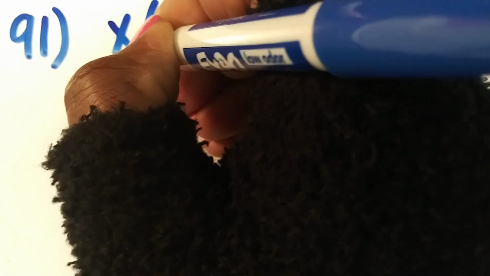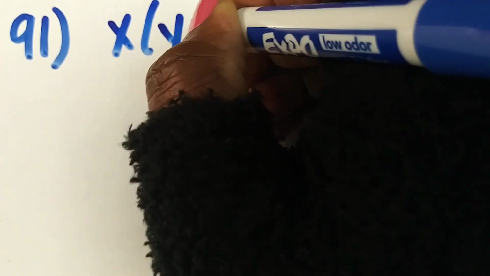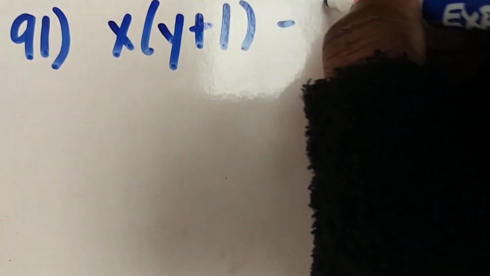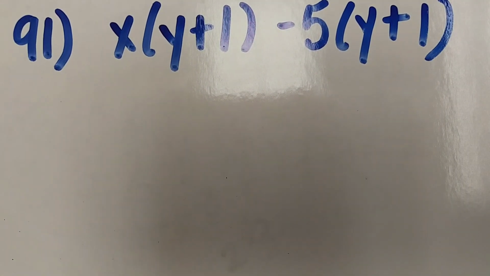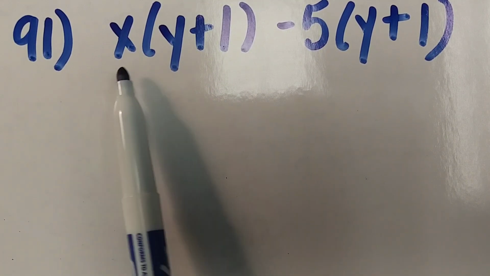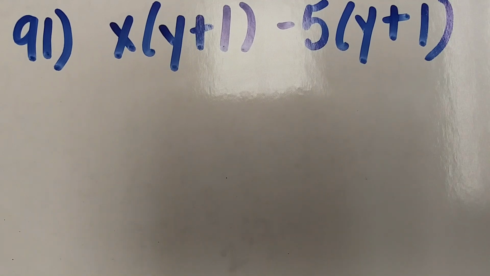Number 91. It says factor each expression. These look a little different. I have x times x plus 1 minus 5 times y plus 1. Looking at this problem, how many terms do I have? I don't really know yet. I would have to distribute the x out and the minus 5 out to see how many terms I have. And I would have 4, unless I'm combining some like terms. But I would have 4 terms there.